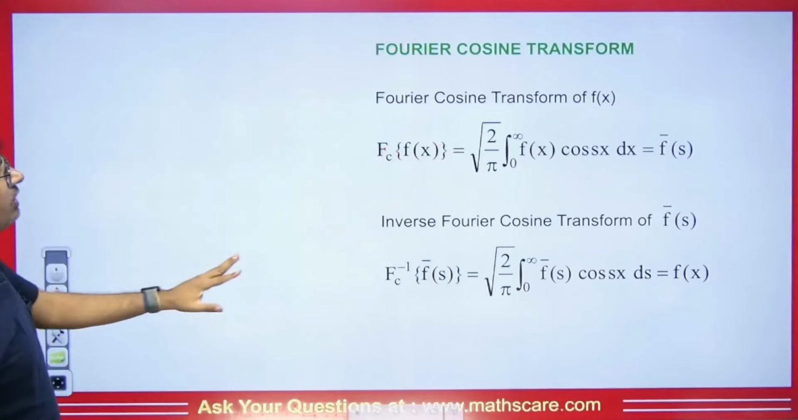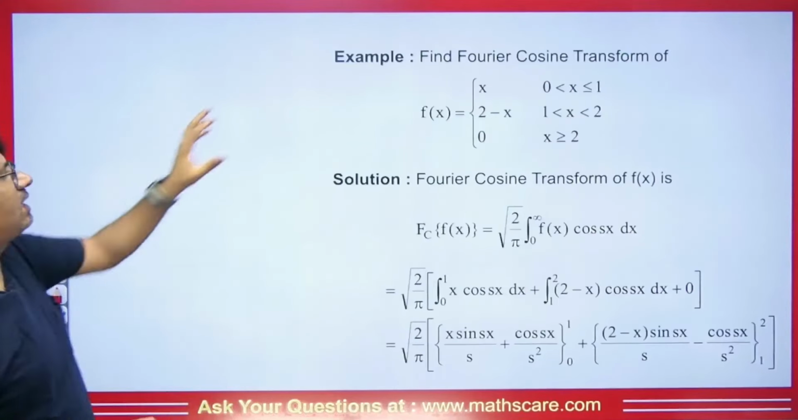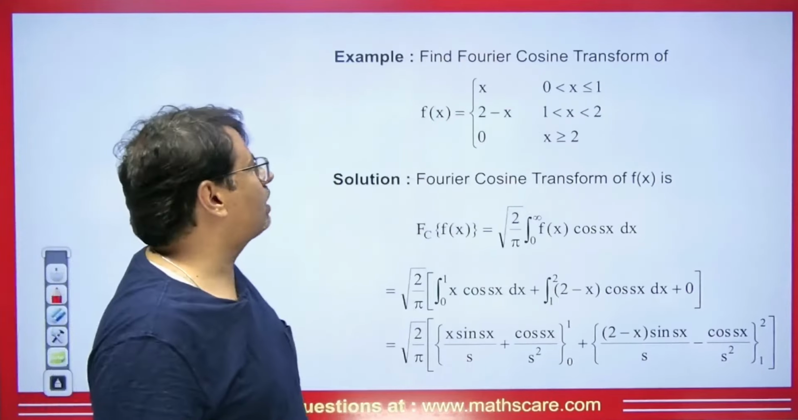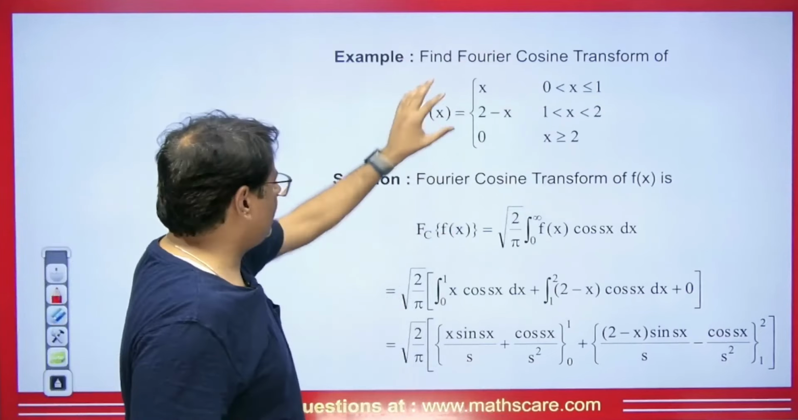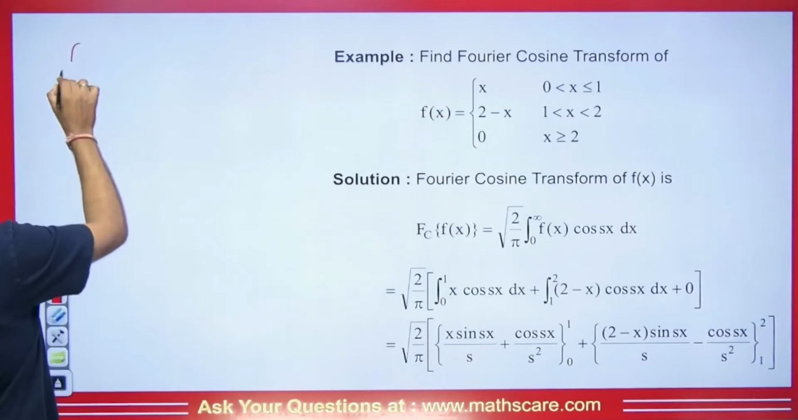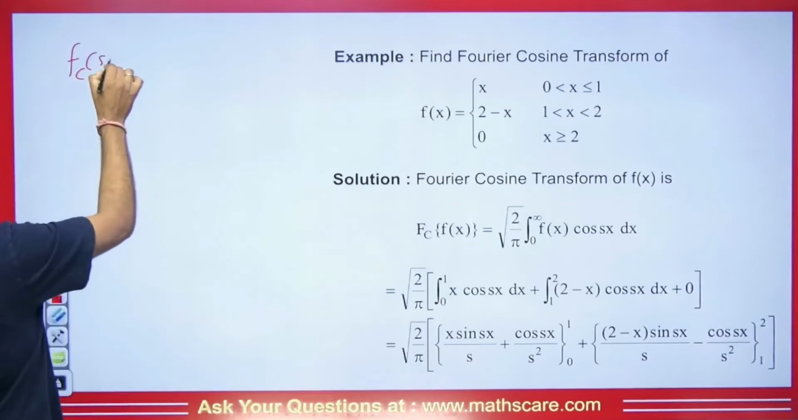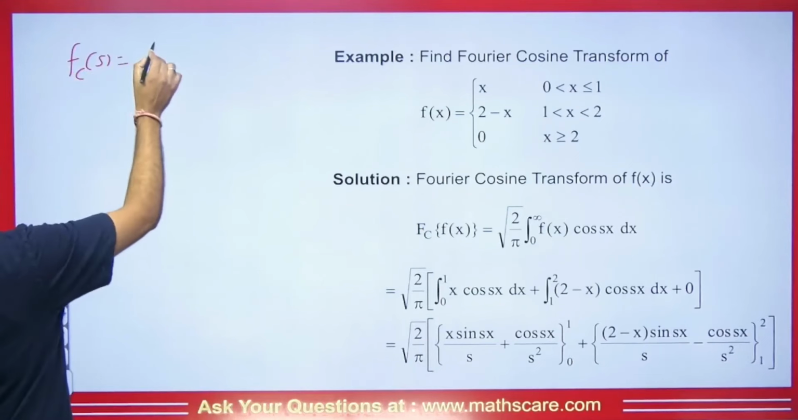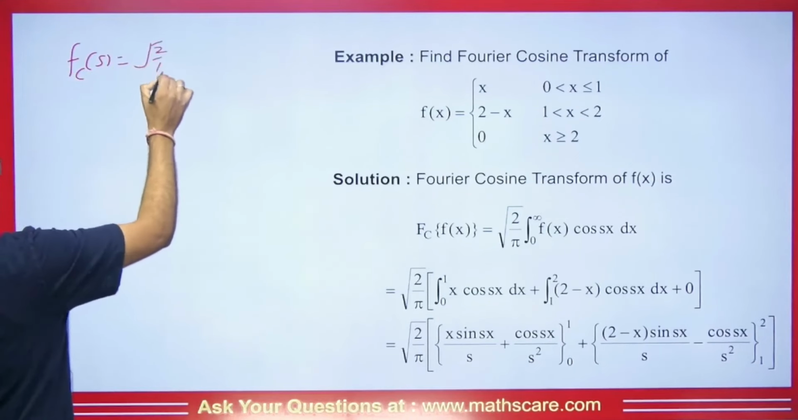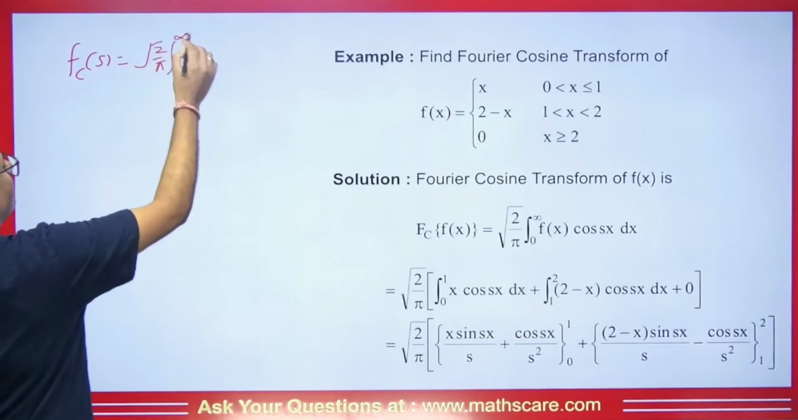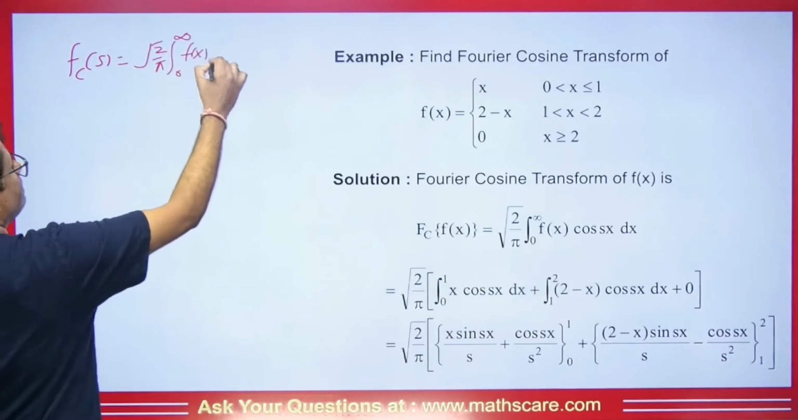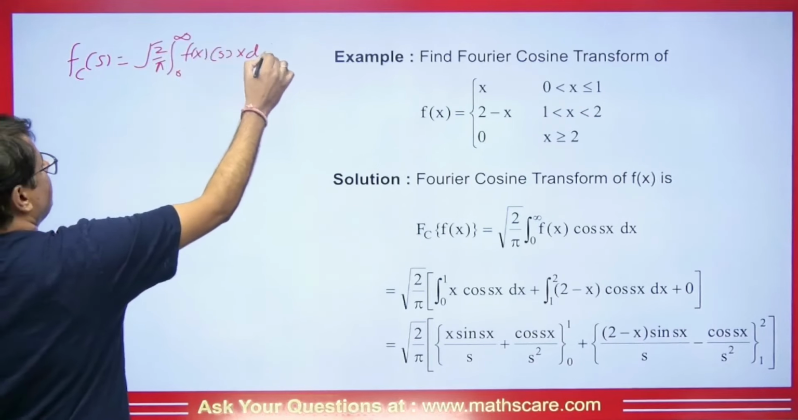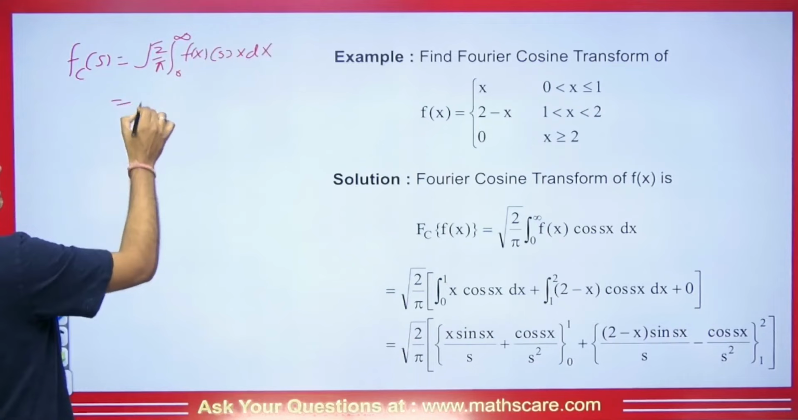Now let's try to understand how questions typically appear in exams. The question states: find the Fourier cosine transform. So this is the function given. Now I will directly write Fc(s) here, right? I am taking the Fourier cosine, and the formula we use for this is 2 by pi. The integral runs from 0 to infinity and it will be f(x) multiplied by cos sx and dx. This will be represented as 2 by pi.